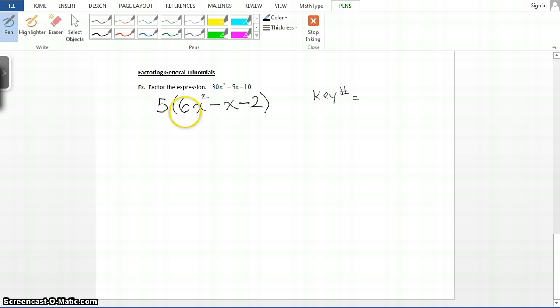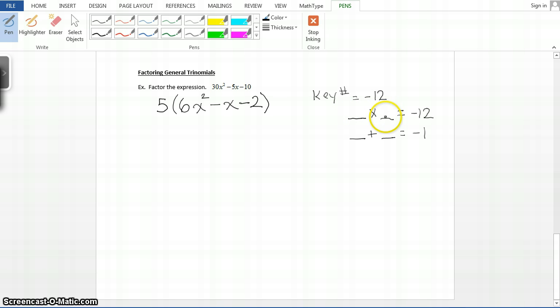Your key number is always this first coefficient times the last coefficient. So 6 times negative 2 is a negative 12, which is going to be my key number. Now, what you do is the same sort of puzzle that we put together for factoring trinomials that have lead coefficient 1. This time, I want two things that multiply together that give me negative 12 and that add up to my middle coefficient of negative 1.